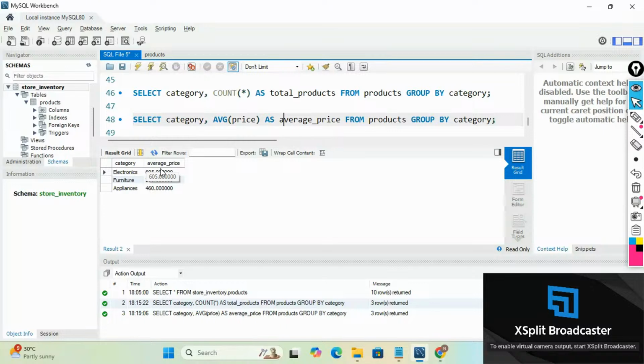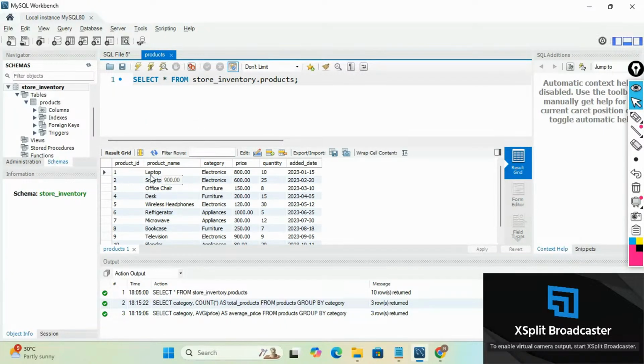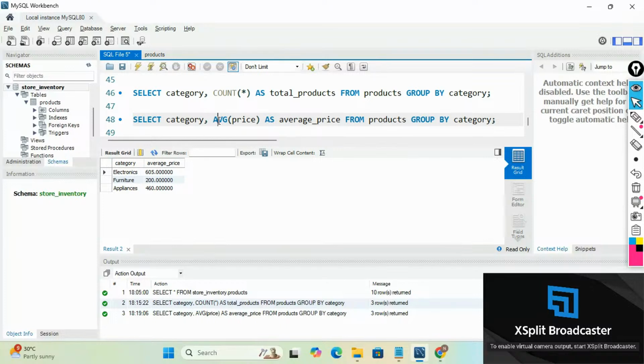Is it making sense? For each category, what is the average of price? It takes all the products that are part of electronics: 1, 2, 3, and 4. Four products are part of the electronics category. For all these 4 products, the price will be added, then it will be divided by 4 because you are calculating the average. You're not doing sum. Right? So this is the output. Making sense?